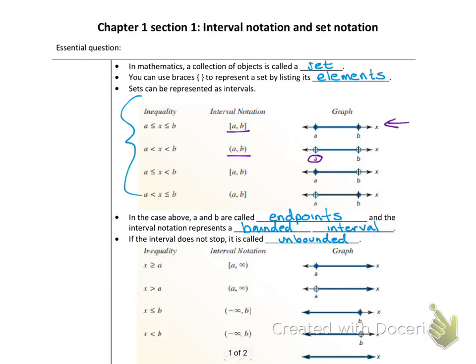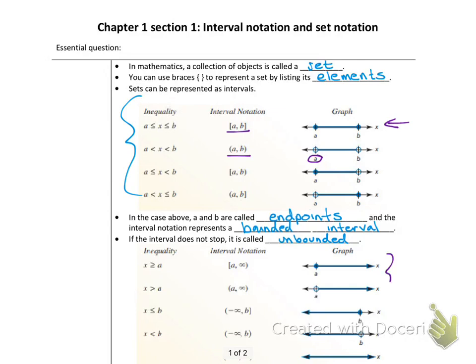They can have one closed and one open, like on the third one, where it's a bracket and then a parentheses, or it could be open and then closed, where it's a parentheses and then a bracket. Now these are bounded intervals. There's also an unbounded interval. And that's where you start at a point and you go on forever. Or you start from negative infinity and you stop at a point. So that is shown here.